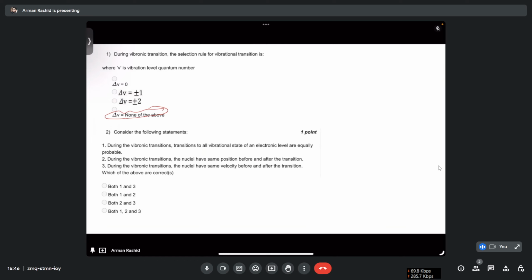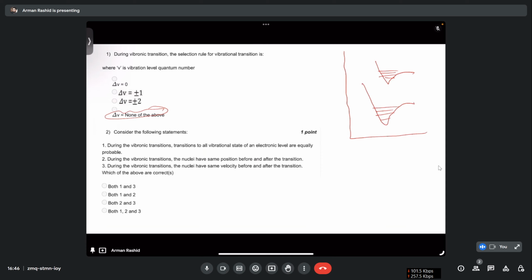Now we have question number two. During a vibronic transition, that means when there is both a vibrational as well as an electronic transition, are all vibrational states of the electronic energy levels equally probable? Let me explain a little bit, as I have shown you before, with these two states. This is a vibronic transition. The transition goes from here up to here.